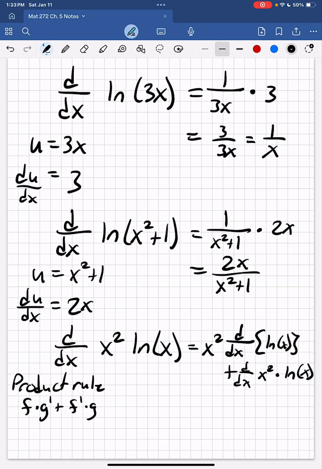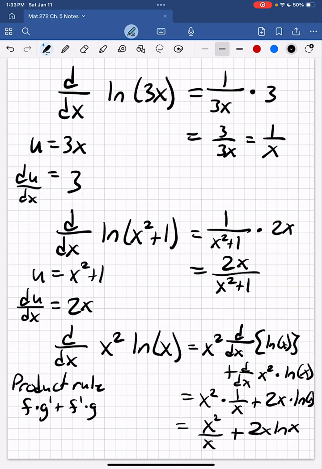All right, and so we do that. So we have x squared times the derivative of natural log of x, which is 1 over x, plus x squared, the derivative is 2x times the natural log of x. Okay. Now I can clean this up a little bit and say that's x squared over x plus 2x natural log of x.